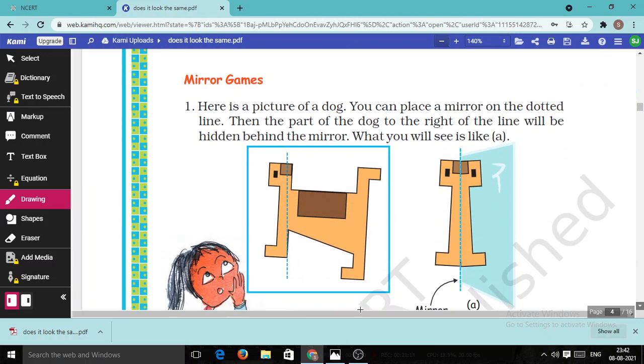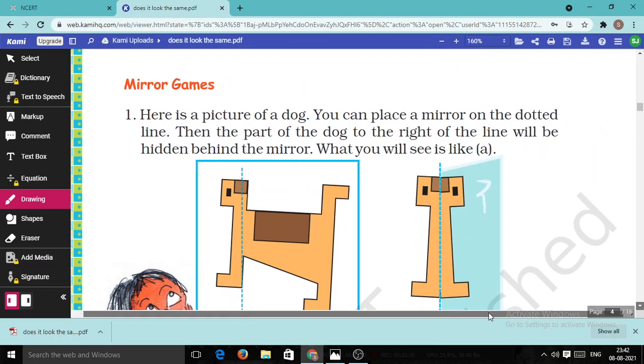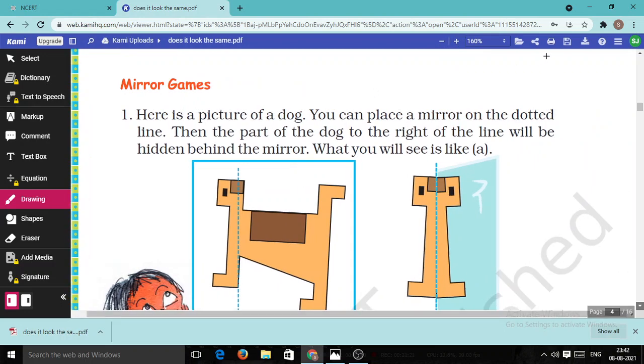Now look here, mirror half games. A few interesting games are given to us and we have to find out the mirror halves for the following. Here is the picture of a dog. You can place a mirror on the dotted line, then the part of the dog to the right of the line will be hidden behind the mirror. What you will see is like A.